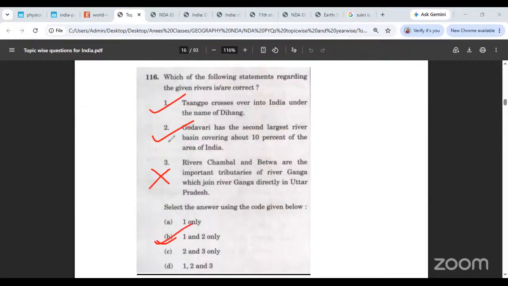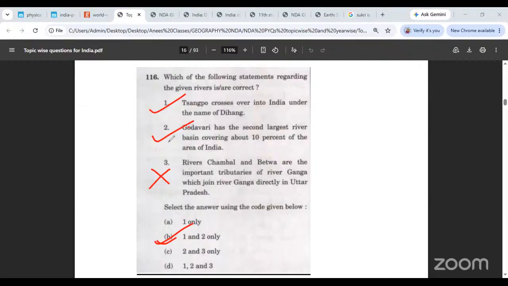ये चंबल बेटवा का क्या problem है? ये किसकी tributaries है? Yamuna, Chambal, Betwa, Sindh, these are all famously tributaries of the Yamuna, and Yamuna is a direct tributary of the Ganga, but Chambal and Betwa are not direct tributaries. Now, this is a question which will appear again. They will do it with I think Chenab के साथ करेंगे ये Indus river system के साथ.